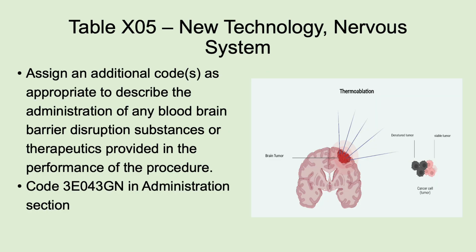Now, in the notes, it specifically says that for this procedure in table X05, assign additional code as appropriate to describe administration of blood-brain barrier disruption substances or therapeutics when it's being done at the same time. So it's not included in the other one, it's coded separately. How is this coded? 3E043GN in the administration section.